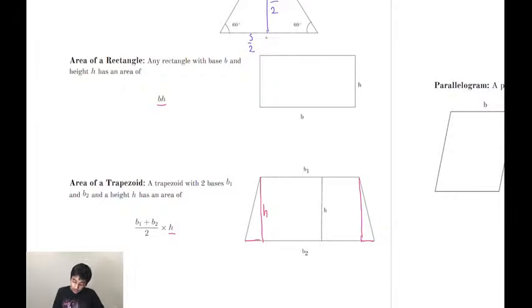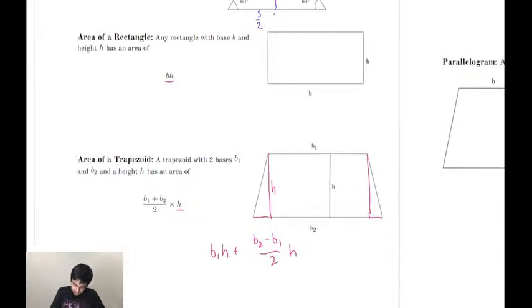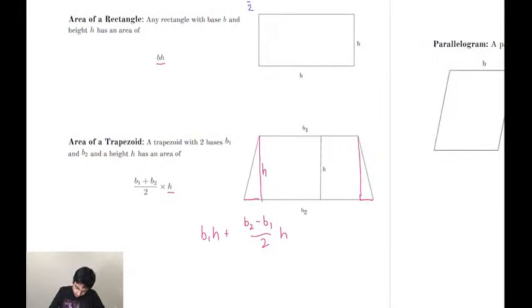So overall, the area of this trapezoid is going to be b1 h plus the area of the triangle, whose base is b2 minus b1, times h divided by 2, since it's a triangle. So b2 minus b1 divided by 2 times h. And we can add this up. When we add this up, it's just going to be equal to b1 plus b2 minus b1 divided by 2, which is b1 plus b2 divided by 2, times h, and that's going to be the area of the trapezoid.